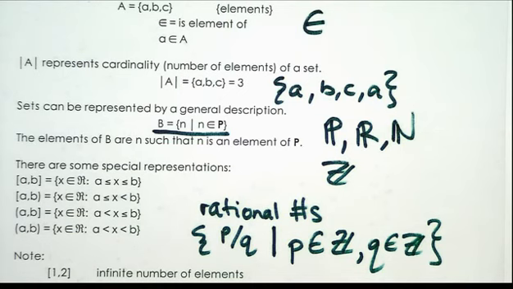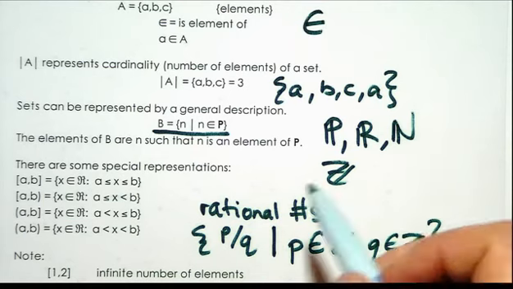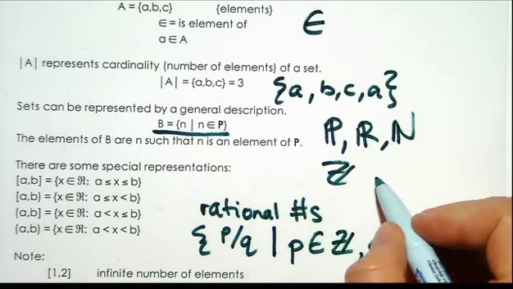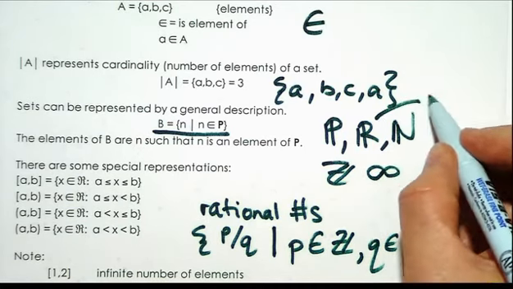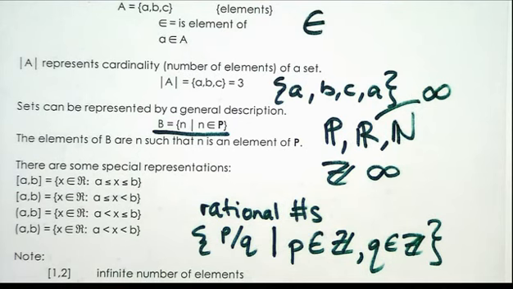Can you actually write all the members of the rational numbers down? Why not? Because there are infinitely many of them. Okay? So the integers, there's an infinite number of them. There's also an infinite number of real numbers, right? Is one of those bigger than the other? Is infinity bigger than infinity?